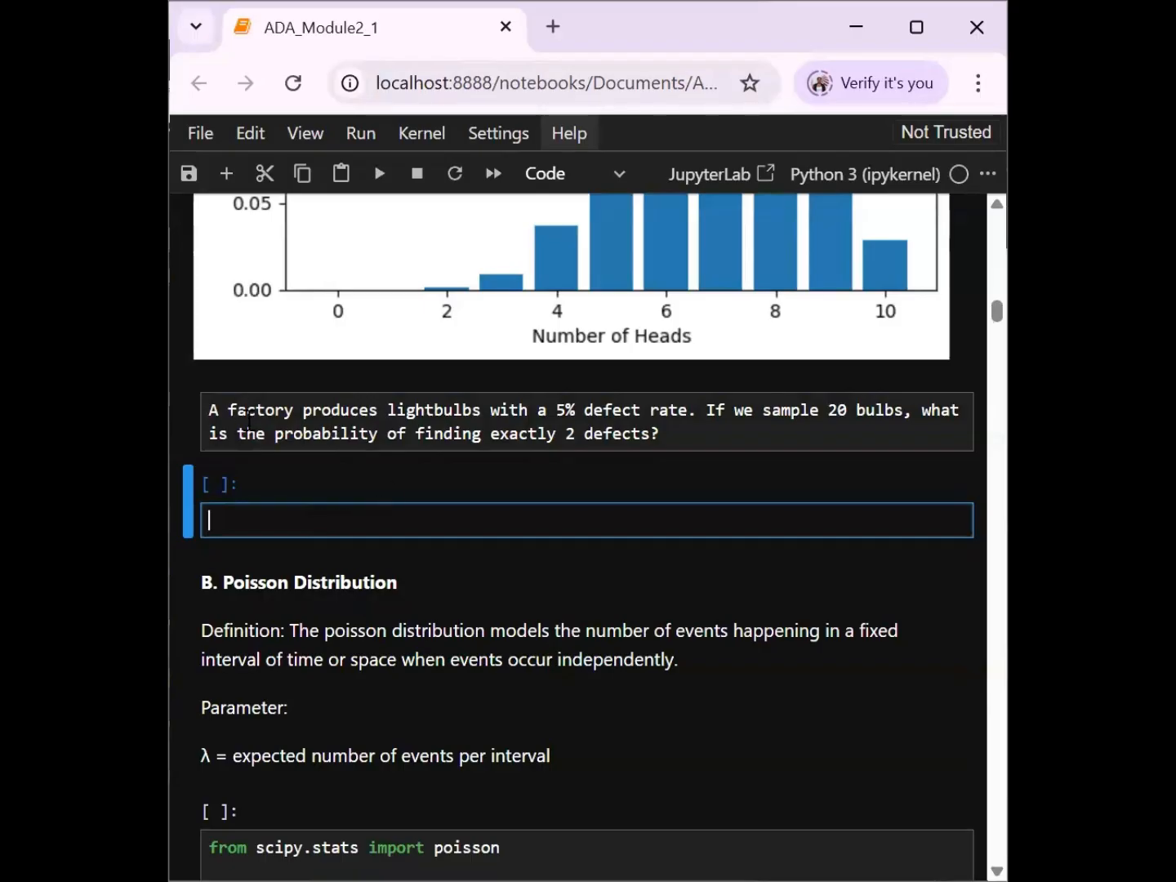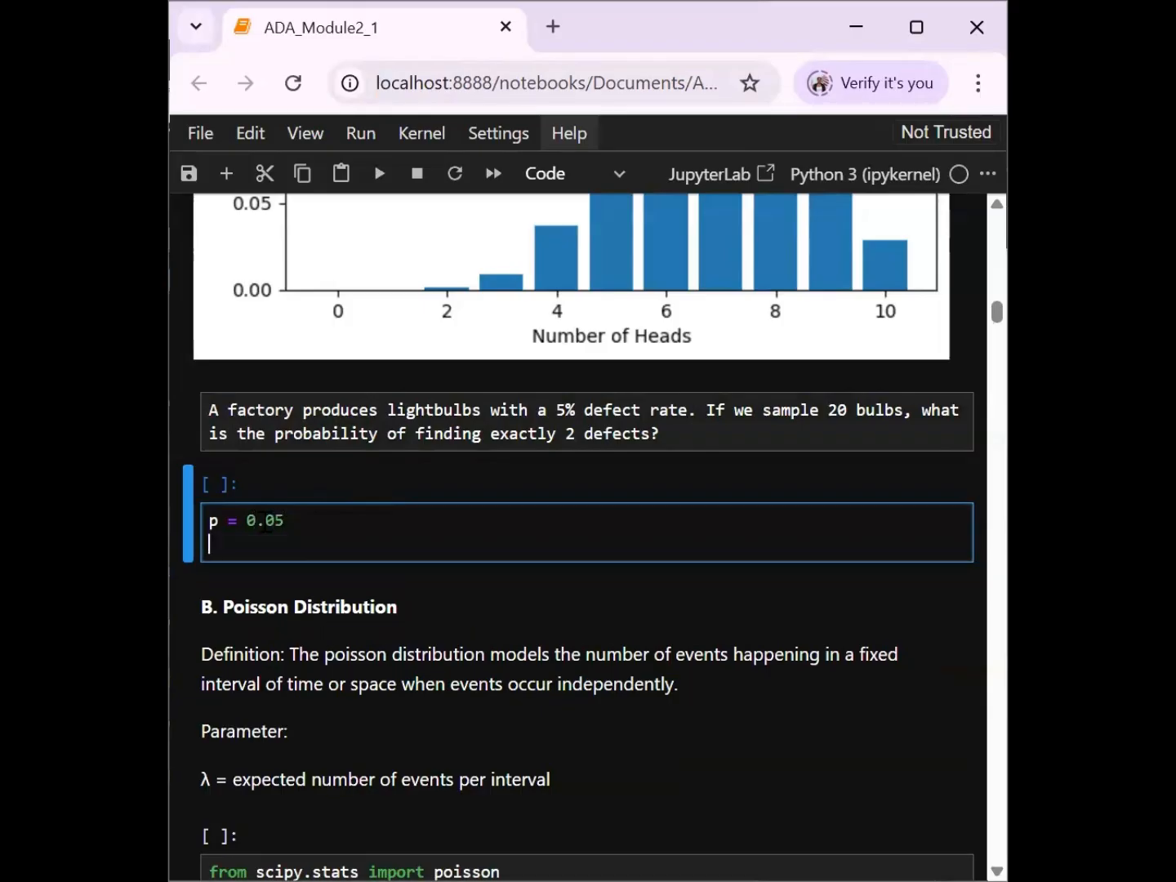The first thing we see is a factory producing light bulbs with a 5% defect rate. So already we know that the probability is 5%, which will be 0.05. And then you said if we sample 20 bulbs, so our n, our sample size, is 20.